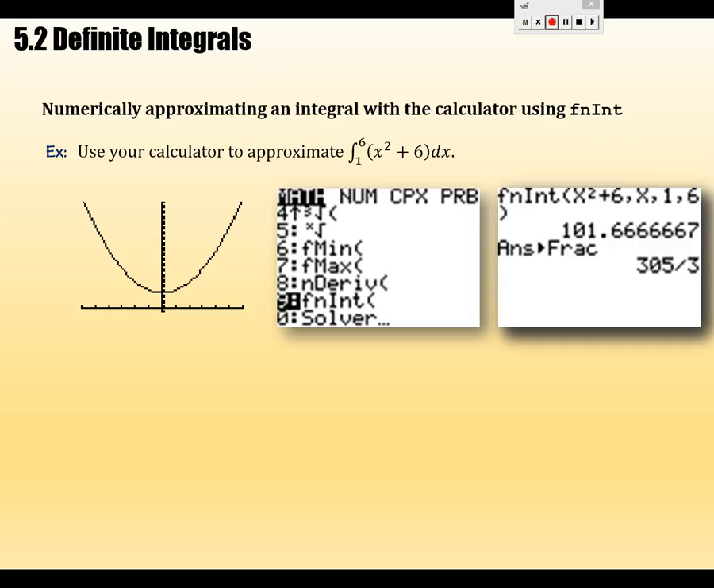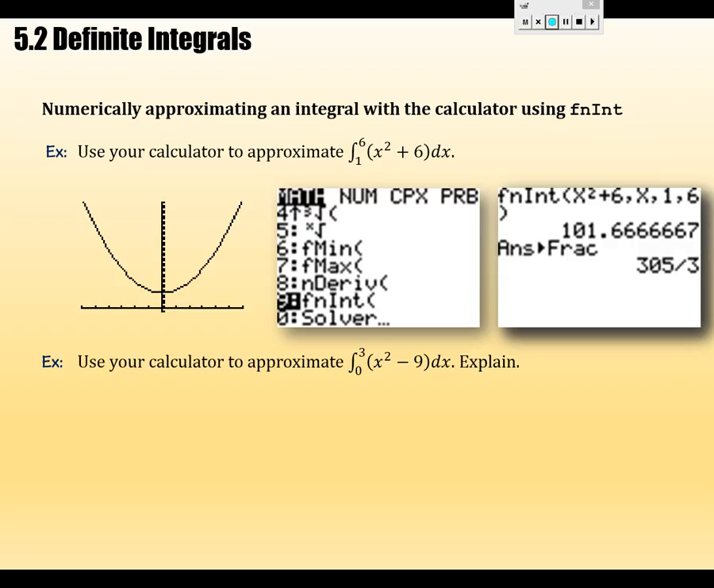You can give it as a fraction if you like, of course. Okay. Great. There's the picture. There's the integral. We got 305/3. That's the area from 1 to 6. Maybe that looks like 101 square units. I think it's approximately 102 square units.